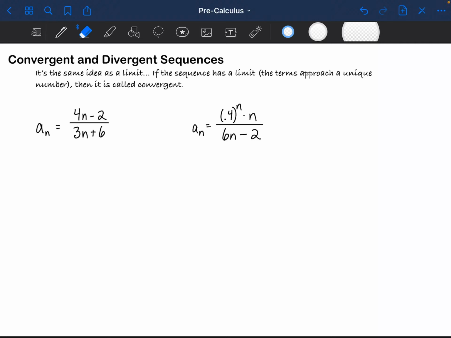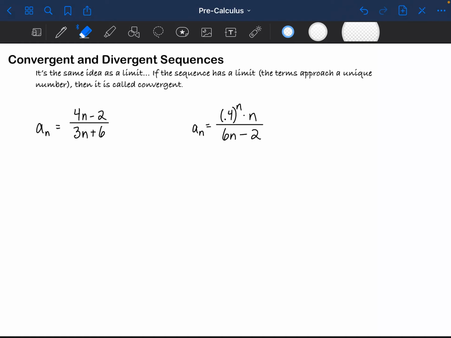All right, let's talk about convergent and divergent sequences. To know if a sequence converges or diverges, it's super similar to a limit. If the sequence has a limit, meaning it approaches one unique number as n gets really, really large, well, then it's called convergent, right? Divergent means this thing is going to infinity, negative infinity, or maybe it's oscillating or alternating numbers, and it can never pick a single value to approach.